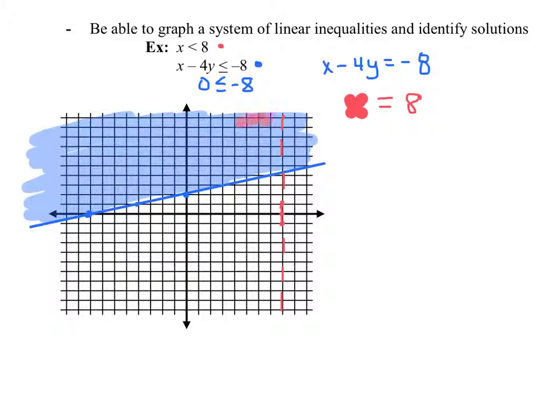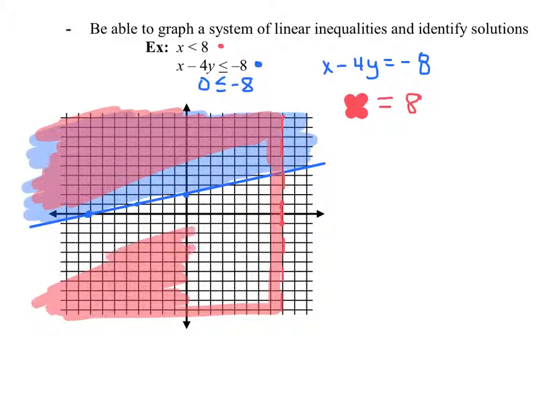I'm going to shade the red line as if the blue line didn't exist. I'm going to shade the entire red line, so all the way up and down, just to show that they each have their own set of solutions.